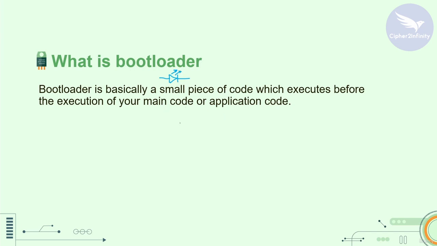And before the execution of this blinking LED code, there will be a small code which will execute before this particular code. And that code is actually called the bootloader code. So the code which executes before the execution of your main code is going to be the bootloader code. Okay. So I hope this point is clear to you.